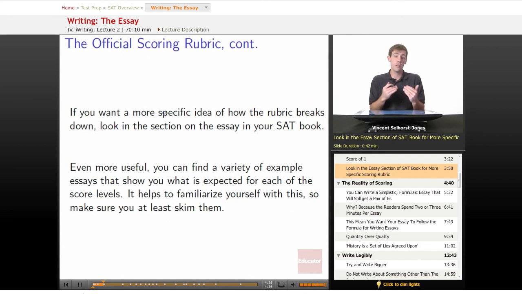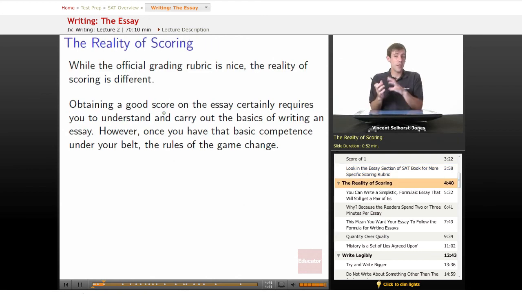So skim those essays, get a sense of how good a 6 is versus how good a 5 is versus how good a 4 is, etc. So go out there, look through those examples, look through that scoring rubric, get a sense of it. Now that we've talked about the official scoring rubric, me saying that you should go out and get a sense of how it is really scored is a little bit questionable, because in reality, it doesn't exactly work like that.